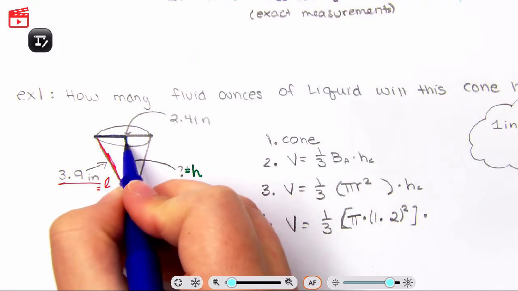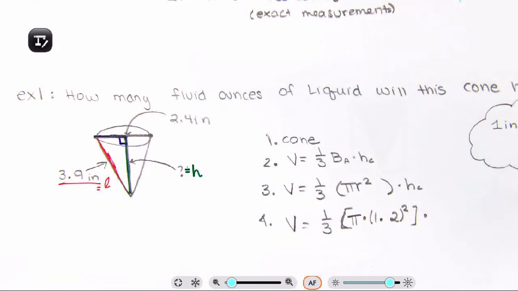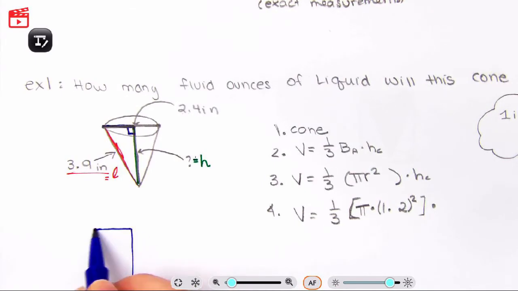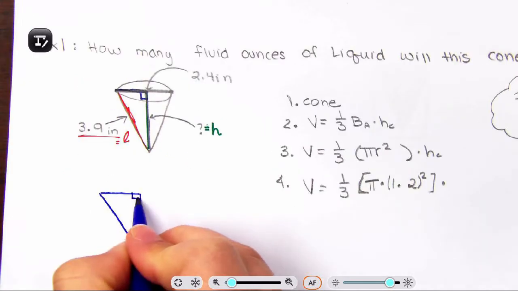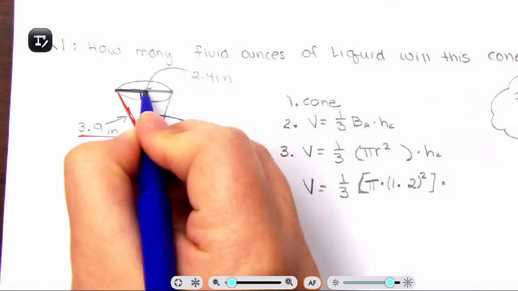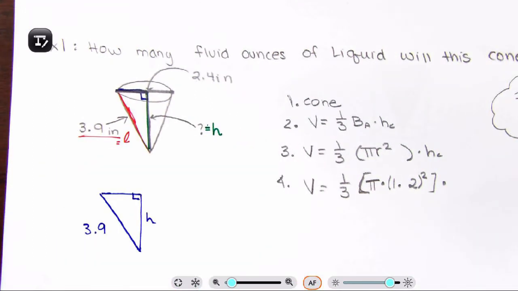Guess what we have? Perpendicular means they meet at a right angle. We have a right triangle. So it looks something like this. If you want to flip it over, that's fine. I'm just going to keep it looking the same. So we have the height, which we don't know. We do have the slant height, which is 3.9. And we did find this measure, which is 1.2.